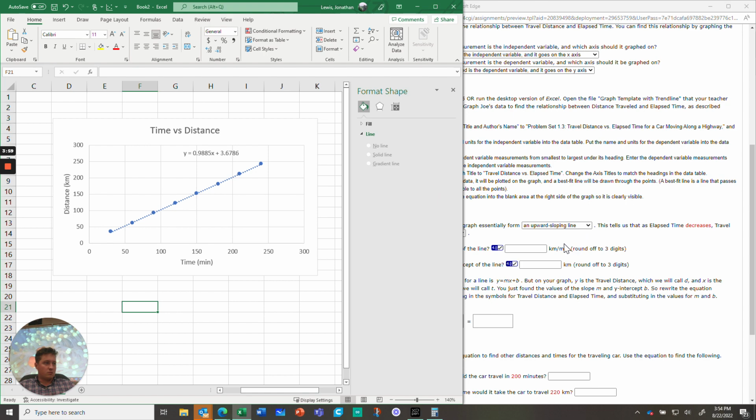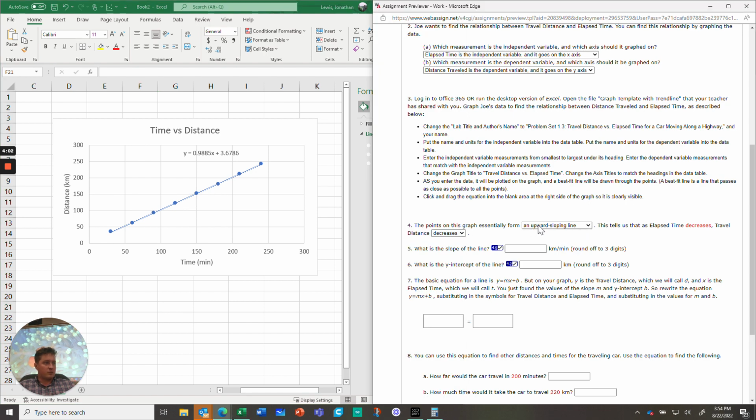This graph is forming an upward sloping line as time decreases. So, for example, if we went from 200 to 150, going to the left, the distance is decreasing as well. What is the slope of the line? Okay, 0.9885. So I'm going to write 0.989, rounding off to that third digit. What is the y-intercept? Mine is 3.68, rounding off to that third digit.